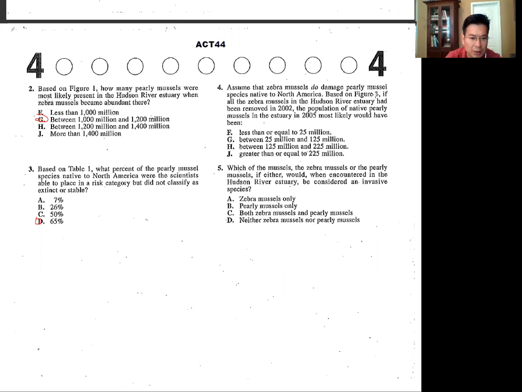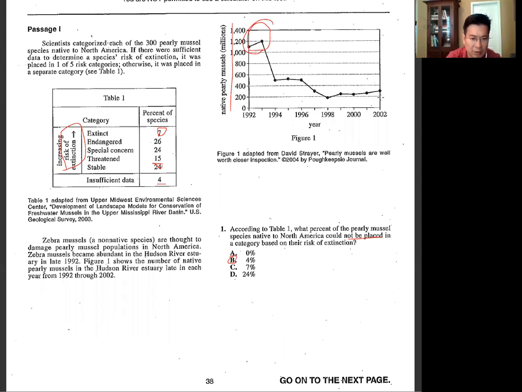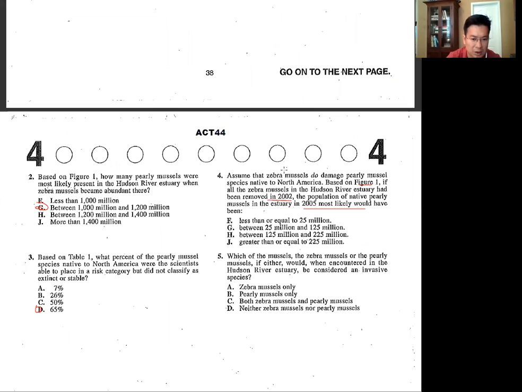Number four, the damaged pearly mussel species, per Figure 1, if all the zebra mussels in the Hudson River area were removed in 2002, the population in 2005 most likely would have what? So 2002 right now is this much, right? It's going to go up. We don't know how far it goes up, but we know at least it's going to go up. So it's more than whatever, 200 million. Greater, okay, J.